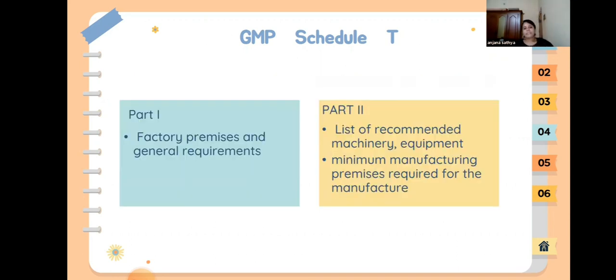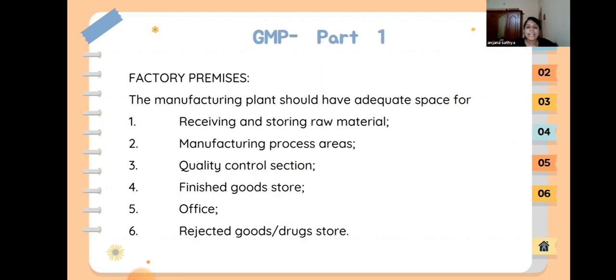Okay. Then GMP has 2 parts. Part 1 explains the factory premises and general requirements. And in part 2, you can find the list of recommended machineries, equipment, and minimum manufacturing space required in the pharmacies. Part 1 gives general instructions on the factory premises, and all the general guidelines you can find in part 1. Next, we will move on to part 1 first.